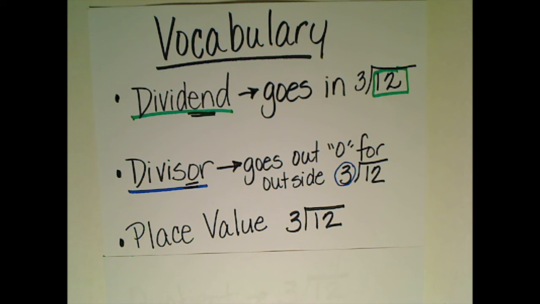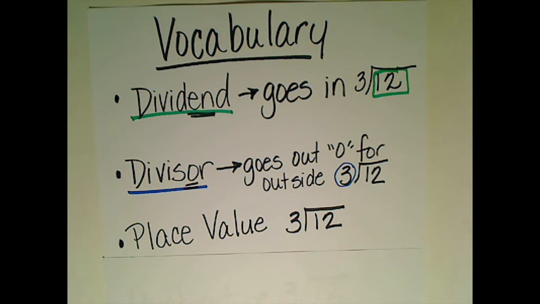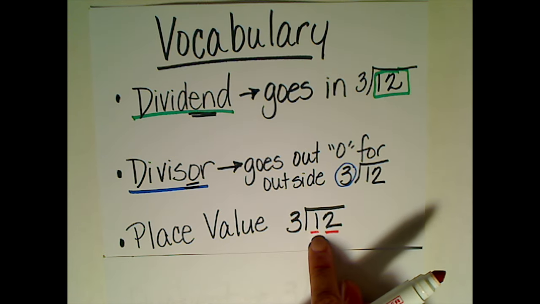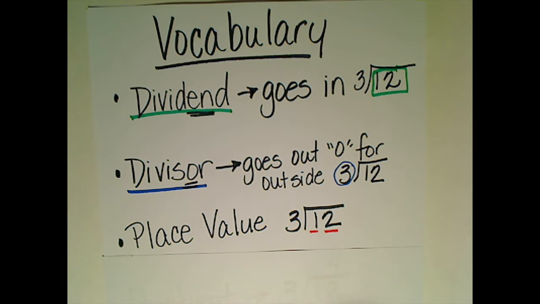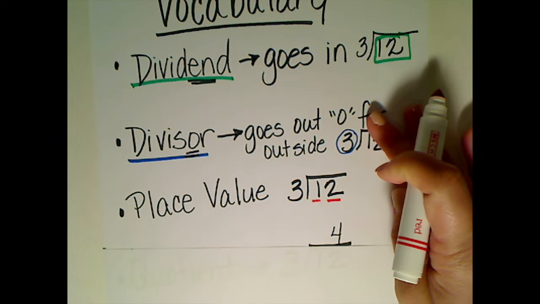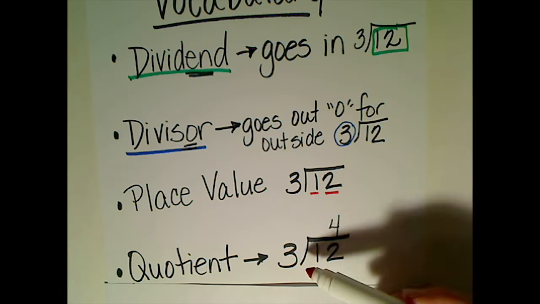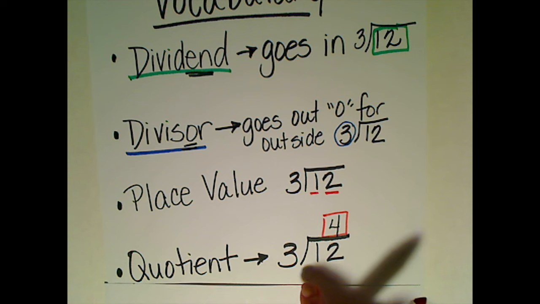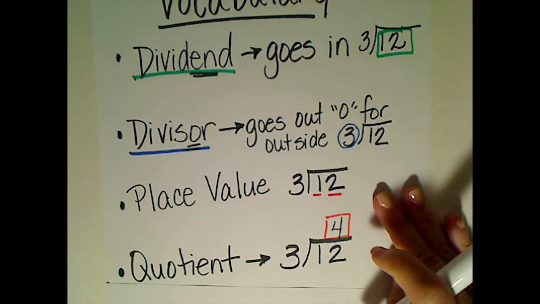Place value. 3 is a 1-digit number. It's in the ones place. 12, however, has 1 tens and 2 ones. So it's always good to know your place value. Quotient. Quotient is the answer to a division problem. In this case, your quotient is 4. 3 groups of 4 can go into 12. 4 times 3 is 12.